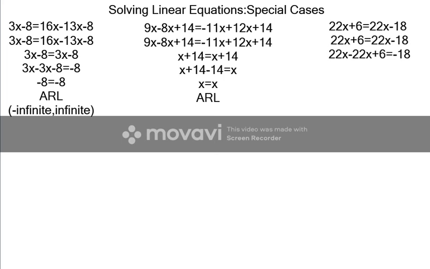Now let's simplify. 22x minus 22x equals 0. 0 plus 6 equals negative 18, the same thing as 6 is equal to negative 18. Now, is 6 really equal to negative 18? I don't think so. So this is not true, and that means this has no solution. You can write this several ways, but I'm just going to write it as no solution.